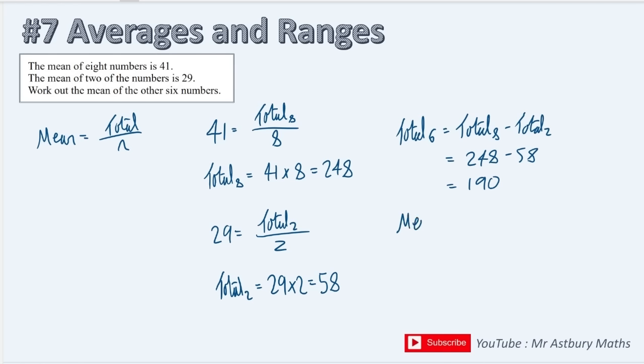So the mean of those six numbers is going to equal 190 divided by 6, which is equal to 31.7.